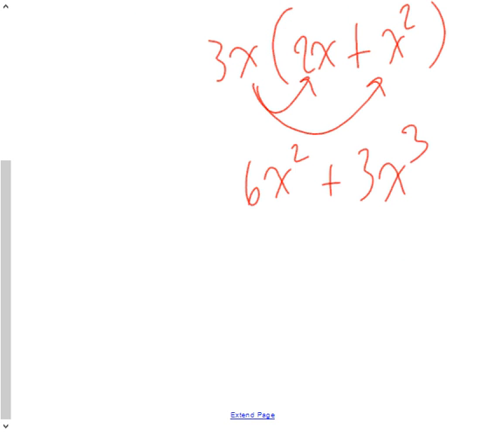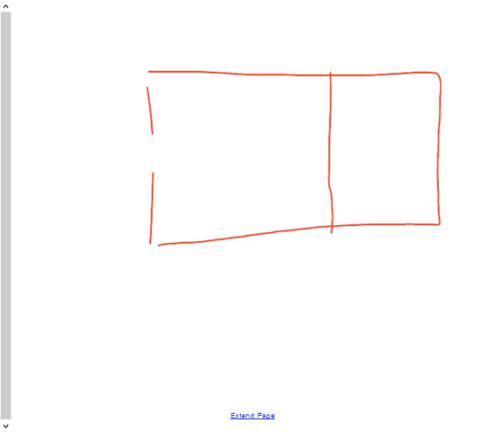Okay. Try this one. Hang on, not this one. Try this one right here. What if we did this, and did a 2, and a 4x, and a 3? What is this the multiplication of?